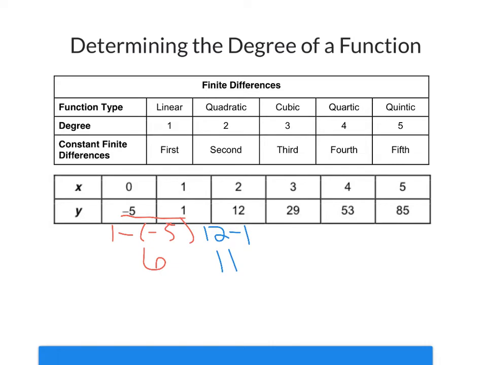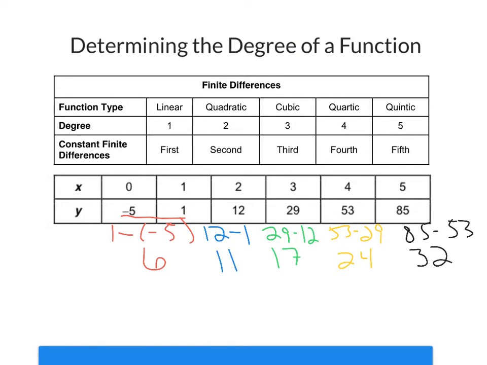Then I'm going to look at the 12 and 29. 29 minus 12 gives me a difference of 17. Next, I'm going to look at the 29 and the 53. 53 minus 29 gives me a difference of 24. Finally, I'm going to look at the 85 and the 53. The difference between 85 and 53 is 32.